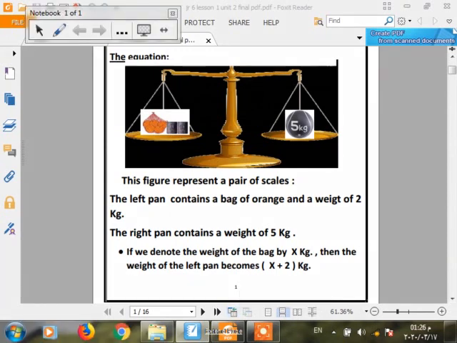Our lesson today is about the equation. Before knowing what an equation means, I have a scale. This scale has two pans. The left pan contains a bag of oranges, I don't know its weight, and a weight of 2 kilograms. So the weight of the left pan is x plus 2 kilograms. On the right pan, I have a weight of 5 kilograms, as I see.